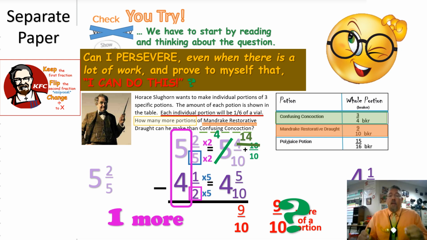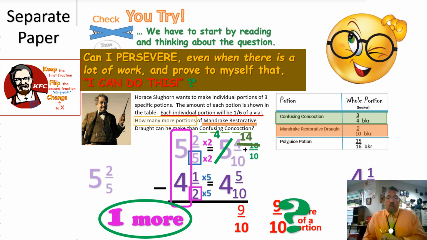I knew I could make 5 total vials for the Mandrake restorative and 4 total for the confusing concoctions. And when I subtract those, I end up with 1 more. That's actually my answer, not the 9 tenths. So make sure you're thinking about what it's asking and doing the math that it's asking for.